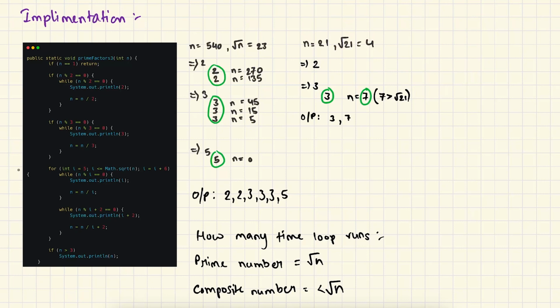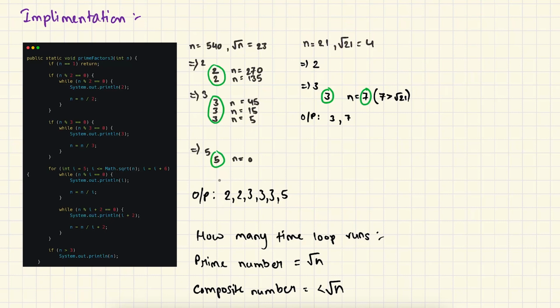Now the execution reaches here at the for loop. The for loop starts running. The value of i is 5, and it checks if 5 is less than square root of n, and the square root of 7 is something, but 5 is not less than the square root of 7. So this loop is not going to work. We simply get here and it checks if the value of n is greater than 3 or not, and it is. So the 7 gets printed on the screen. So this is how the prime factors of 21 get printed on the screen.